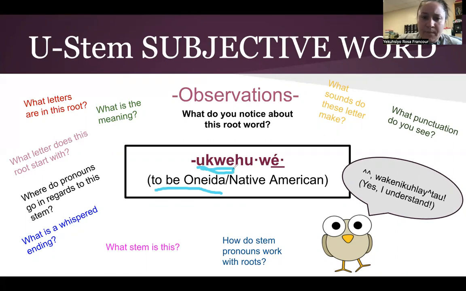Ongwe. So ongwe, and roots can actually be broken up even smaller sometimes too, like this one. So even though ongwehu or ongwehu, that's the verb with the whispered ending, or ungwehue, that's the full word, even though that can be used as to be Oneida, it can be broken down even smaller. So this part, ungwe, means person or human. Okay. Uwe, the ending, uwe means to be like original.